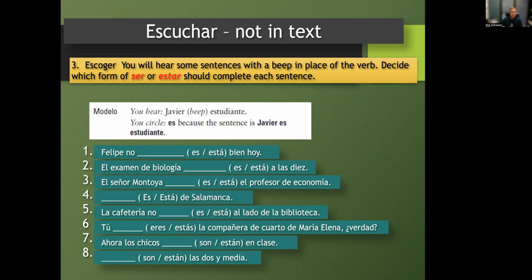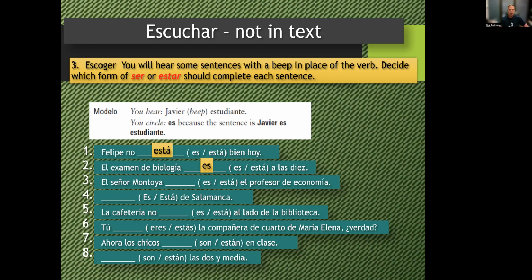Las 2:30. Muy bien. Those long beats make me laugh because it sounds like we're censoring out some other words besides ser and estar. Okay, número 1. Felipe no está bien hoy. That's his well-being, how he's feeling. Número 2. El examen de biología es a las 10. This is a good example of location of an event. And so here's the time that's associated with it. It's an event, not a thing. So we're talking about its position, its time. We use the verb ser.